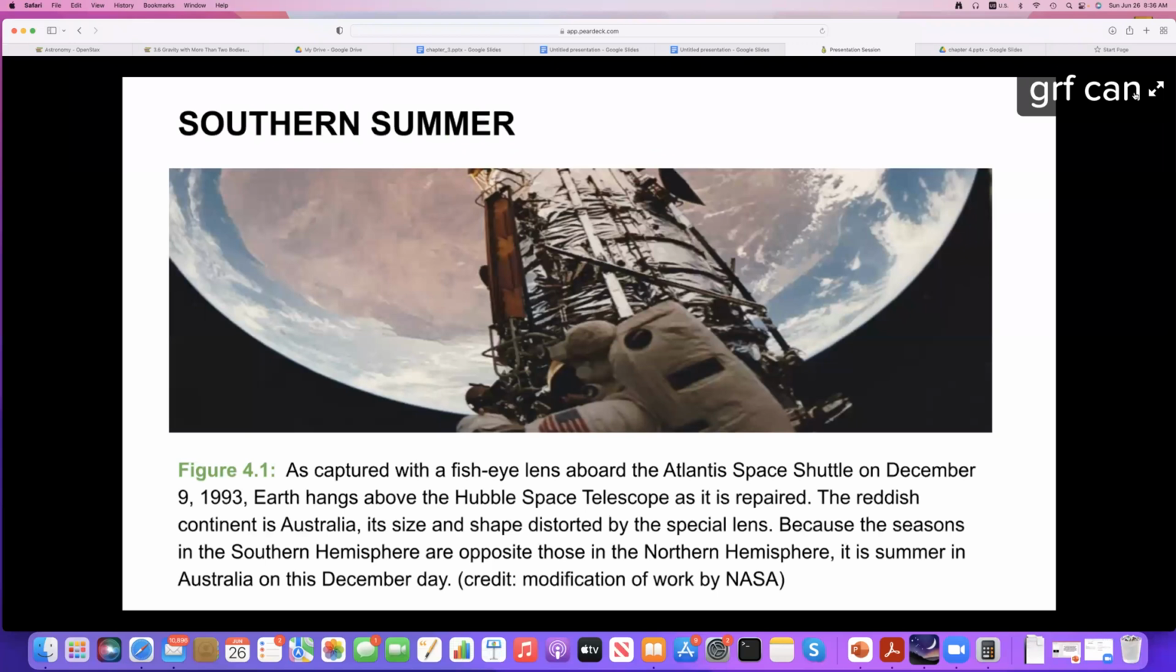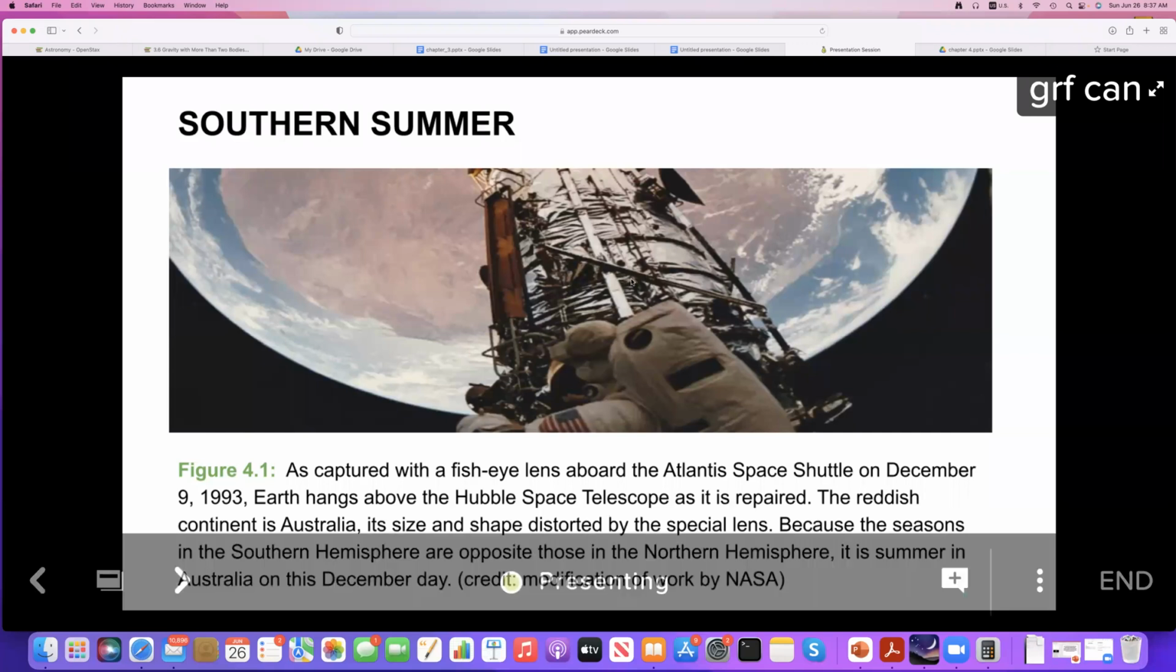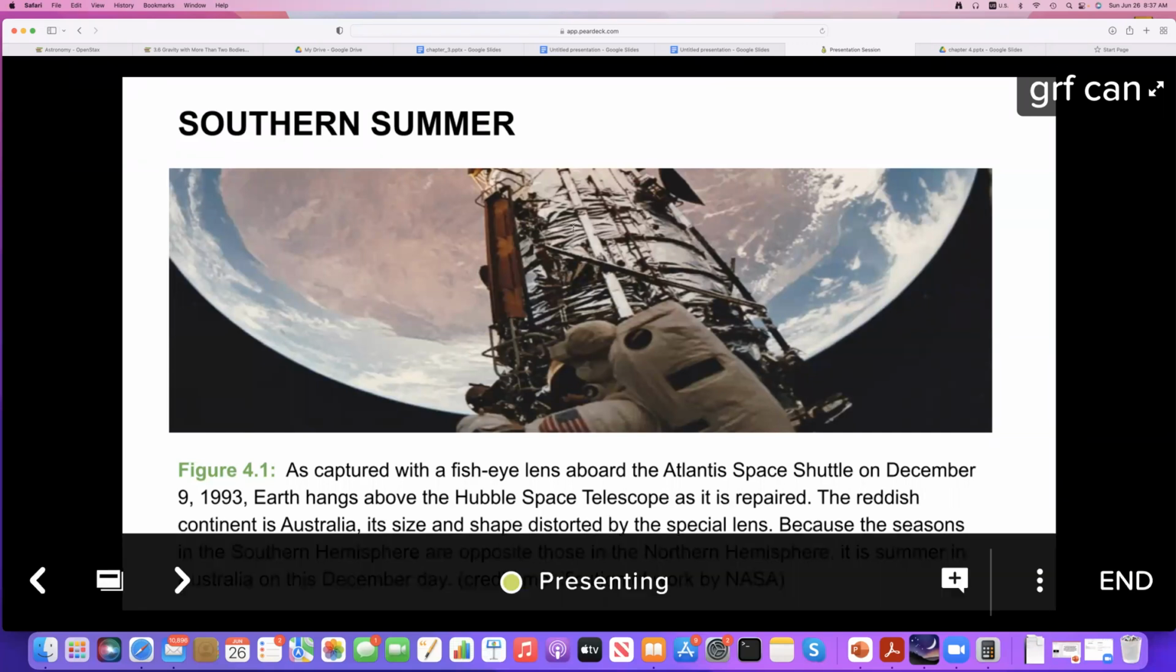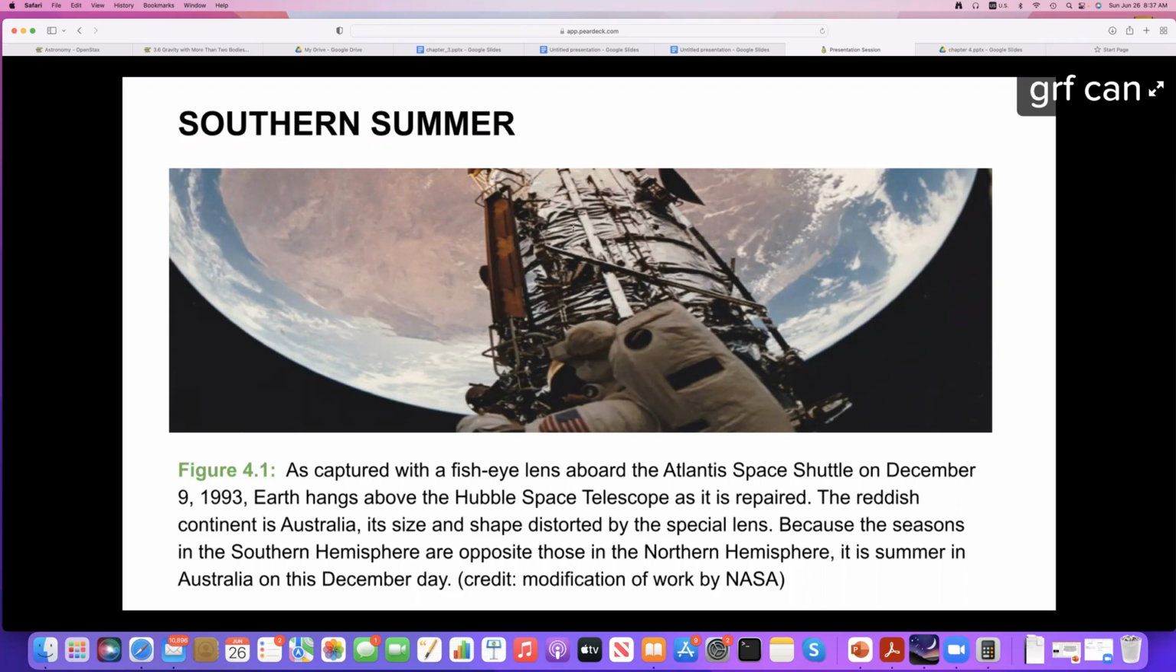Now to start with, here is an interesting picture. I always give you one picture at the beginning of most chapters, just to give you an idea of what we are going to talk about. This is an image captured with a fisheye lens from the Space Shuttle Atlantis on December 9, 1993. The large object that you see in the background is actually the Hubble Space Telescope. This was taken in 1993 when they went for a repair of the Hubble Space Telescope, and they took this image.